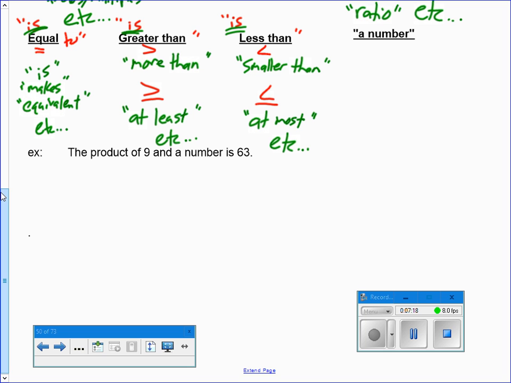So the last thing is a number. When it says a number, it doesn't tell you what that number is. That's talking about a variable. If you don't know what that number is, and it doesn't tell you what that number is, we're going to put down a variable. So you can use X or you can use any other letter you want to.